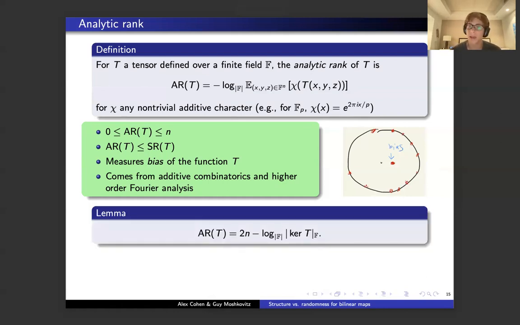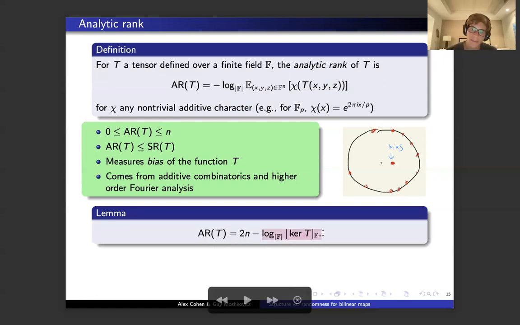Okay, here is a lemma, which gives a formula for the analytic rank in terms of the kernel. So the way we read this is that this quantity here, the size of the kernel, is the number of F-rational points in the kernel. So it's the number of pairs x and y with coefficients in the finite field F, which map to 0 under the bilinear map for T. So it's sort of just point counting the number of F-rational points in the kernel.